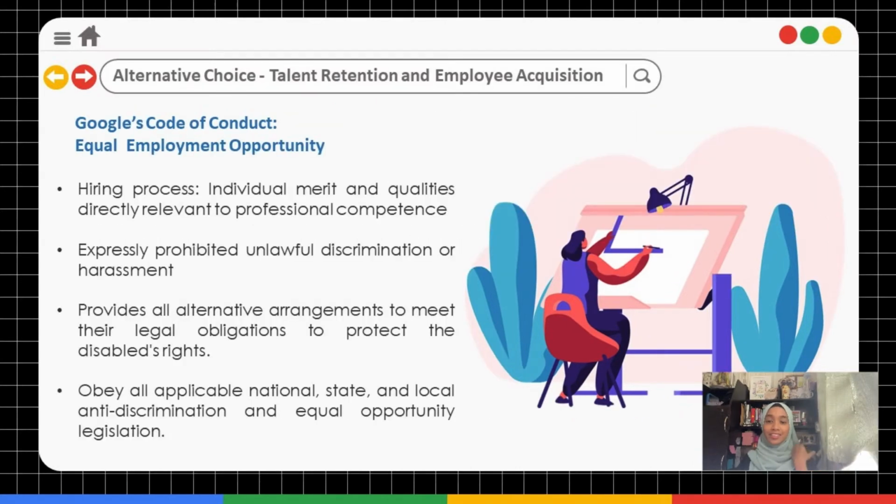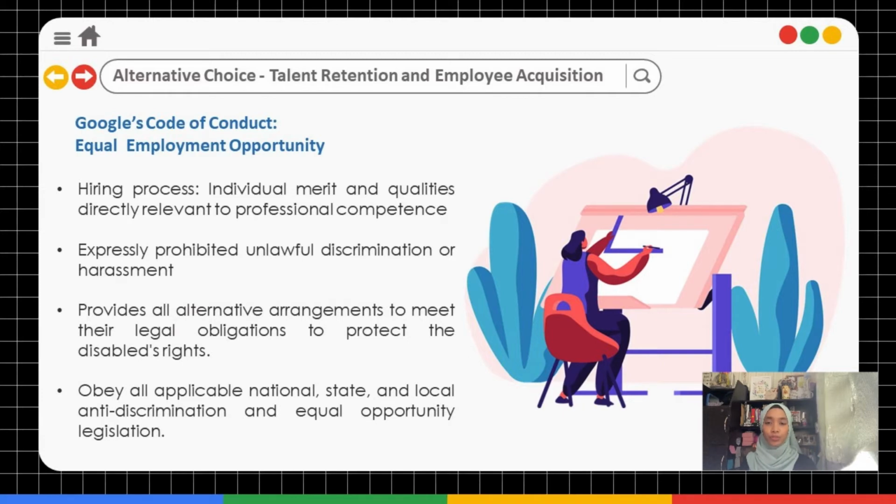So, the next point is talent retention and employee acquisition strategy. In this part, we assess that Alphabet Incorporated chooses to refer to Google's code of conduct, which demonstrates its commitment to equal employment opportunity. Individual merit and qualities directly relevant to professional competence are used to hire Alphabet Incorporated employees. The organization expressly prohibits unlawful discrimination or harassment based on race, ethnicity, faith, veteran status, nationality, maternity, or physical disability. The firm also provides alternative arrangements to meet its legal obligations to protect disabled rights.